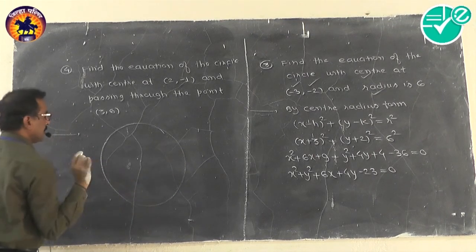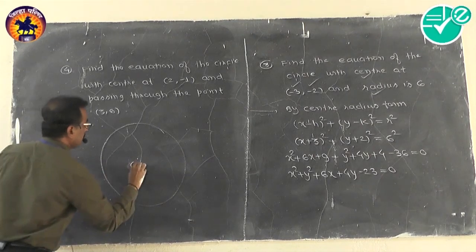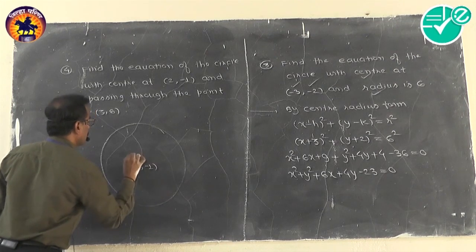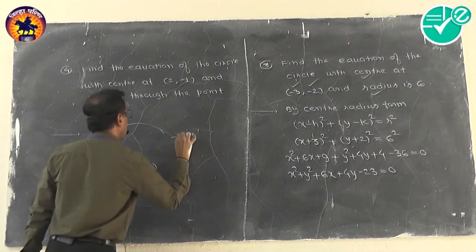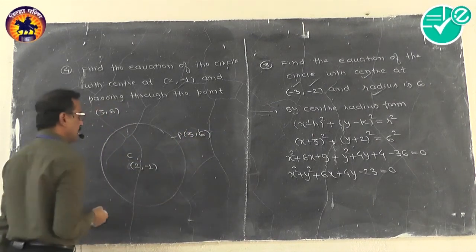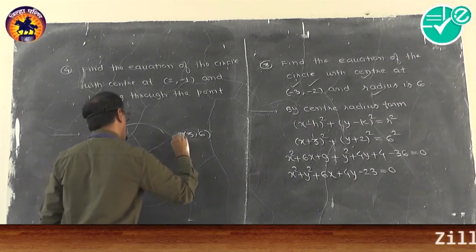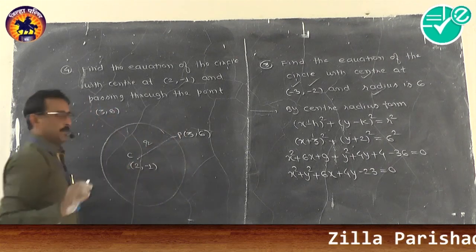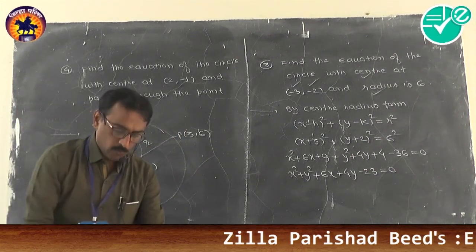Here is a circle having center 2 comma minus 1. Suppose this is C, and any point on the circle they have given is P. The circle passes through that point P, 3 comma 6. By geometry, whatever the distance CP we have, that is your radius. Means we have to find the radius.